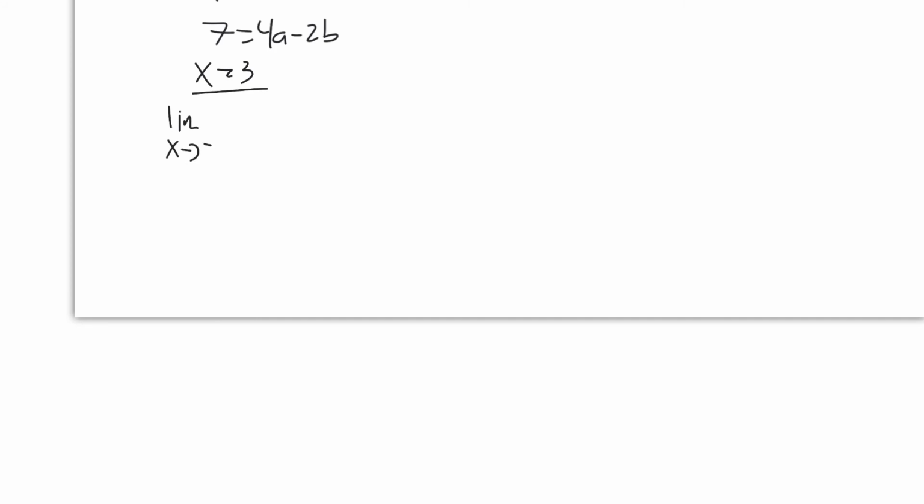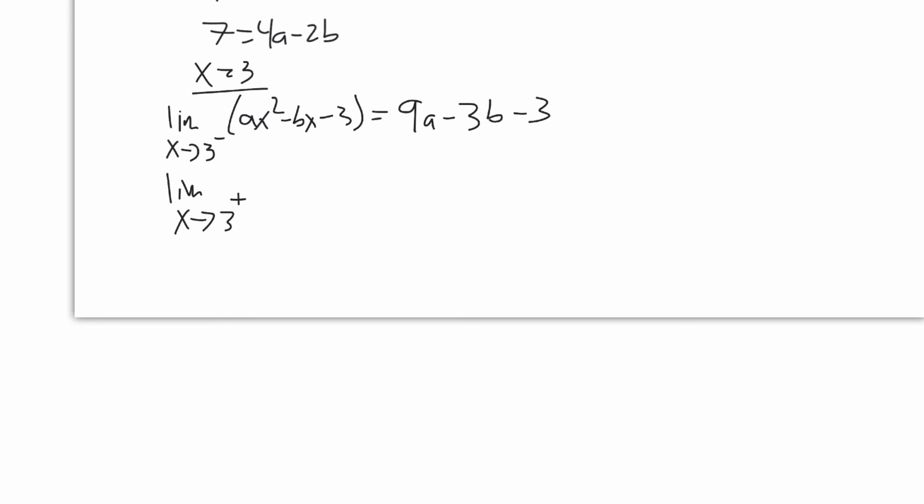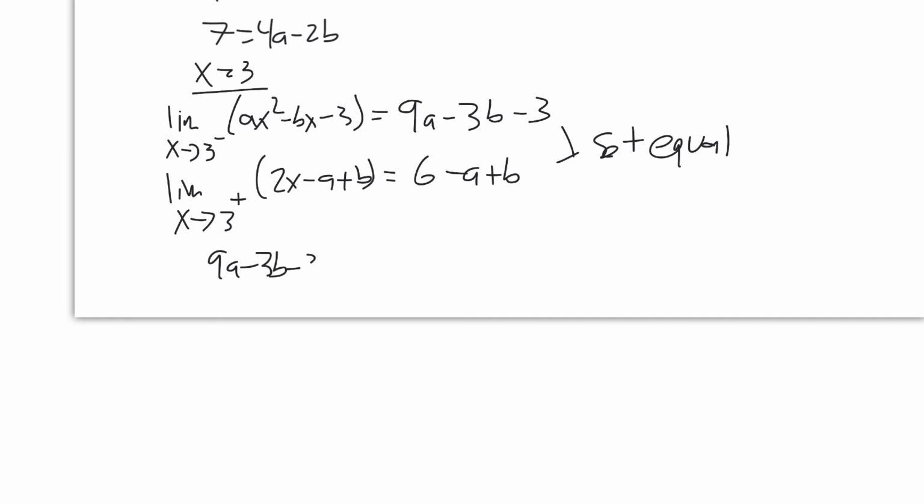So we would have the following. Limit x approaches 3 from the left means we're going to look at the ax squared minus bx minus 3. So that'll be 9a minus 3b minus 3. And then the limit x approaches 3 from the right of 2x minus a plus b, and that'll be equal to 6 minus a plus b. Well, that's good to go. We can set these equal. So set them equal, and that'll give us 9a minus 3b minus 3 is equal to 6 minus a plus b.